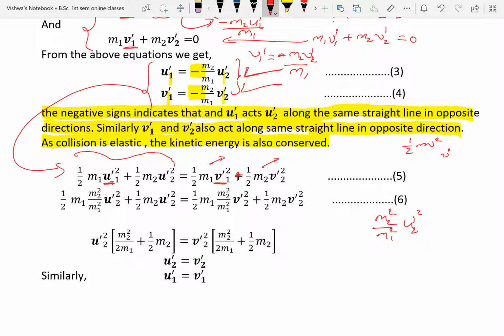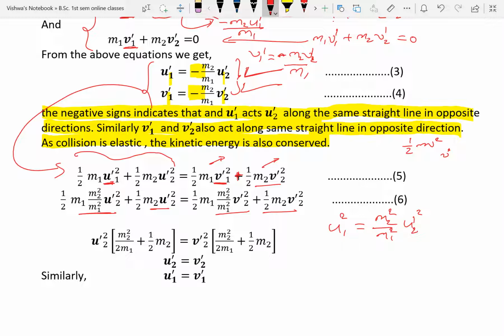Minus of square is plus. For that, we are simply going to substitute in case of u1 prime square as m2 square by m1 square into u2 prime square. Similarly, here u2 prime square is as it is, and here v1 prime square is also replaced by the value of minus of m2 by m1 v2 prime, and squaring that, it becomes m2 square by m1 square into v2 prime square. And this second term is as it is.